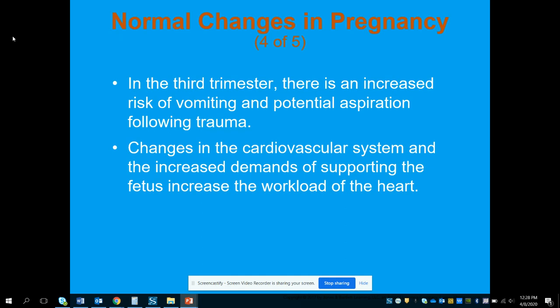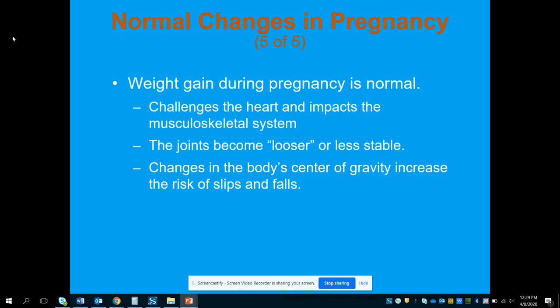You've got changes in the cardiovascular system, again, for supporting the fetus and the workload of the heart. So you might see an increase in your heart rate, but actually overall generally a decrease in the blood pressure. In the third trimester, there's an increased risk of vomiting and potential aspiration. This says following trauma, but it could be really anytime. Just think about the displacement of those organs. And as we mentioned, as the uterus continues to grow and it's kind of displacing everything and pushing it up, putting more pressure on those organs, that's a real risk there.